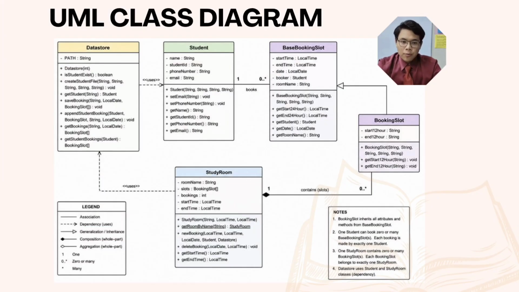Today, I will explain our UML class diagram for the study room booking system. This UML diagram consists of 5 main classes, which are data store, student, base booking slot, booking slot, and study room. Each class has its own responsibilities, and they work together to manage the study room booking process.